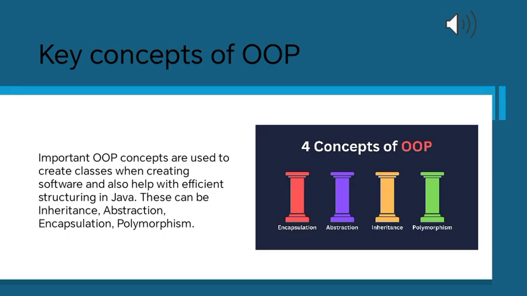Key concepts of object-oriented programming. These important concepts are used to create classes when creating software and also help with efficient structure in Java. These are inheritance, abstraction, encapsulation, polymorphism.